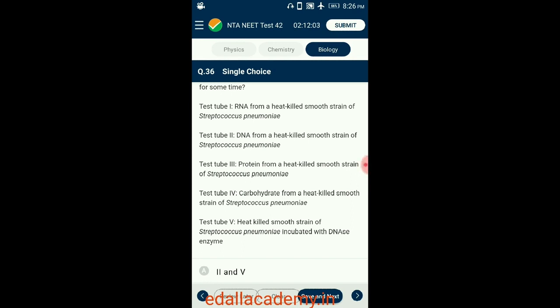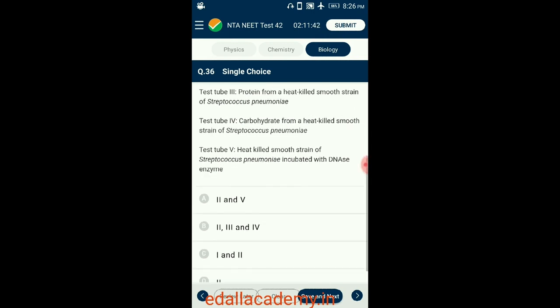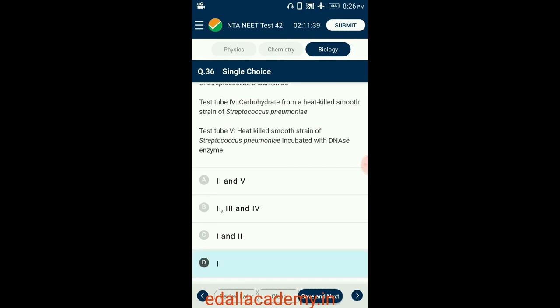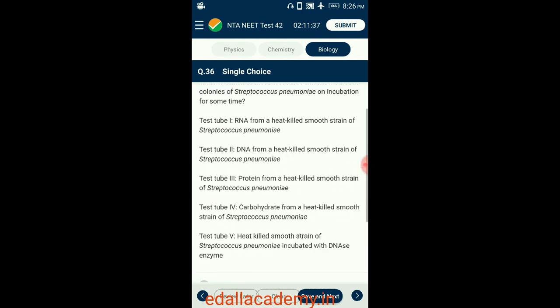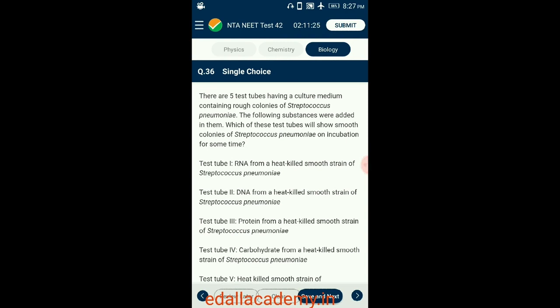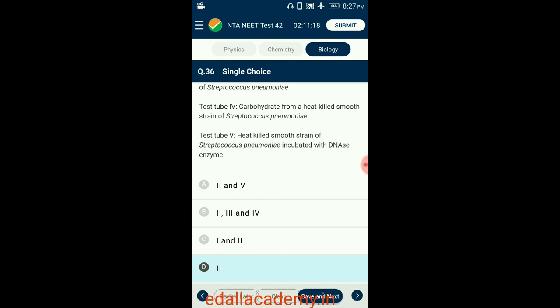They proved that DNA is the genetic material. That means only DNA from heat killed smooth strain could enter rough strain and transform them into smooth colonies. In test tube 5, DNase enzyme will destroy DNA in the smooth strain and hence it will not be able to transfer its DNA. So the answer for this question is option D. The colonies of test tube 2 will show smooth colonies of Streptococcus pneumoniae on incubation for some time. So the correct option is D.